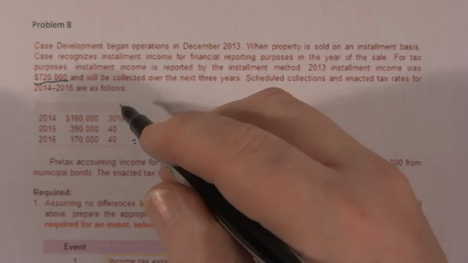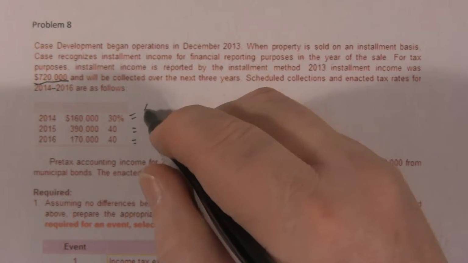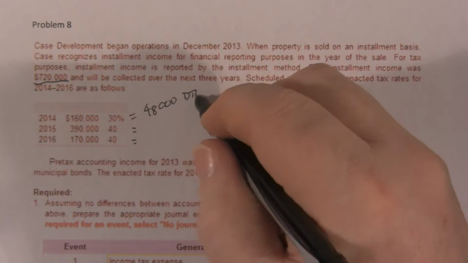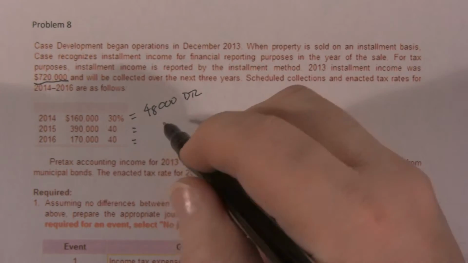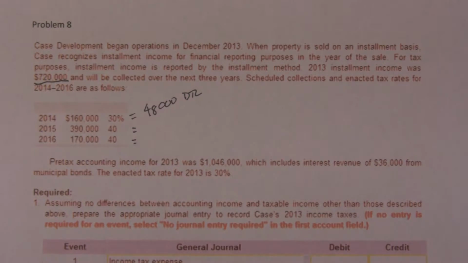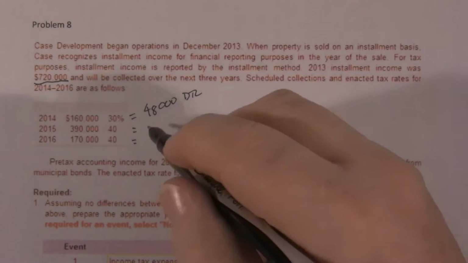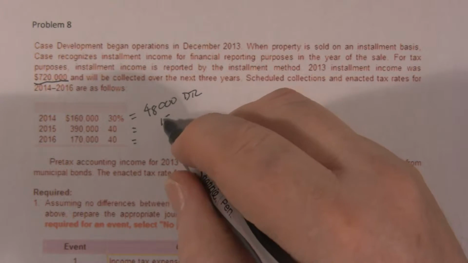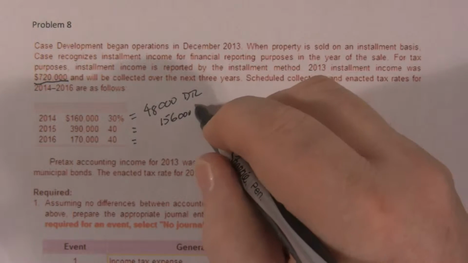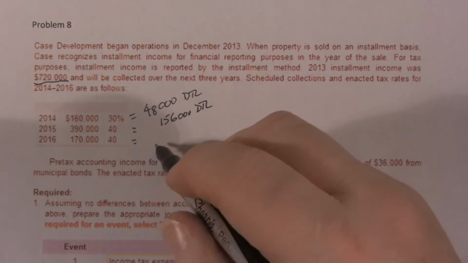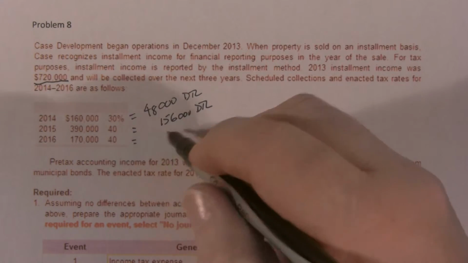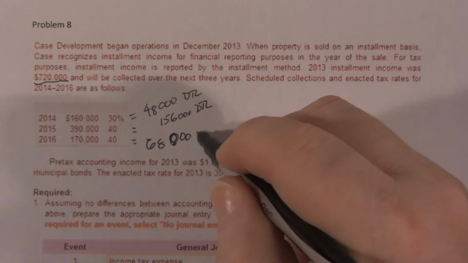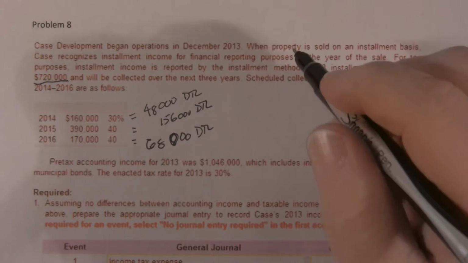So let's just do the math while we're here. 30% of that is 48,000. That's a DTL. These are all DTLs. 40% of 390, because remember you recorded at the rate that it's expected to be paid at. So that's 156,000 DTL. And this is what, 68,000 DTL.